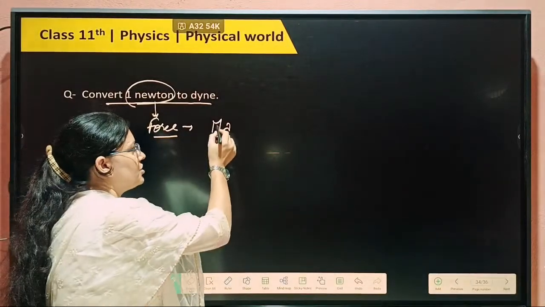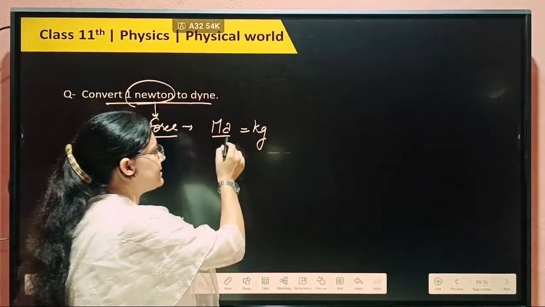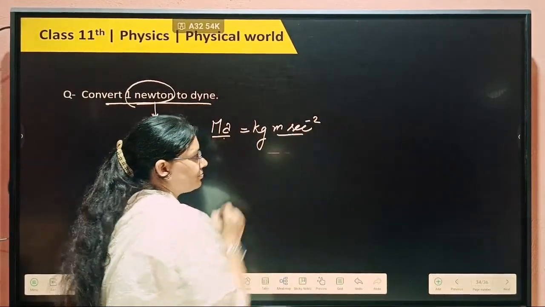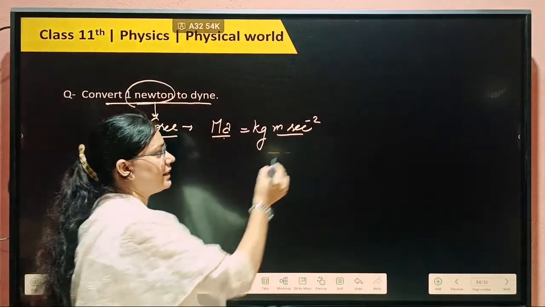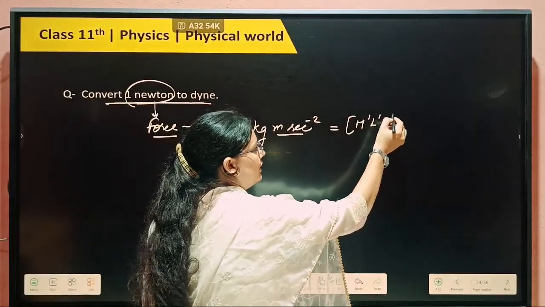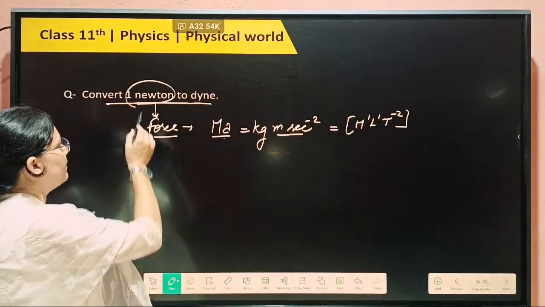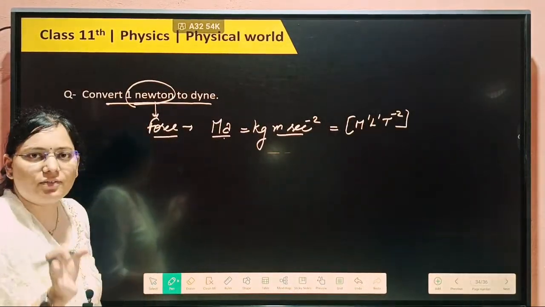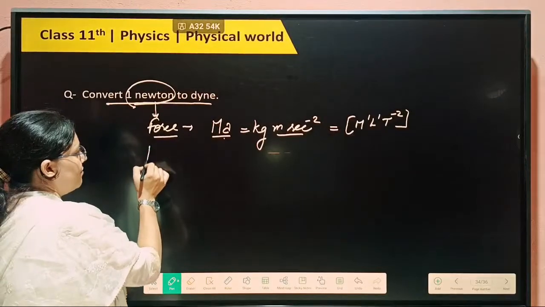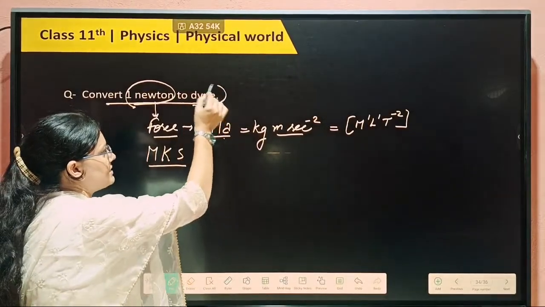So first we write the formula of force, force is mass times acceleration. The unit of mass is kg, and the unit of acceleration is meter second to the power minus 2. Using these units, we can write the dimension formula of force, that is M^1 L^1 T^-2. This is the dimension formula of our force. So the question is given: you want to convert 1 Newton equal to how many dyne. Newton is our MKS unit, you can say the SI unit of force, but dyne is not an SI unit.